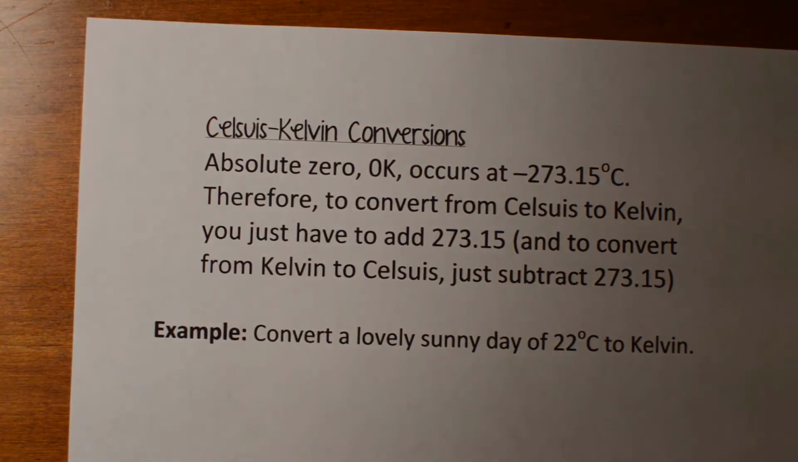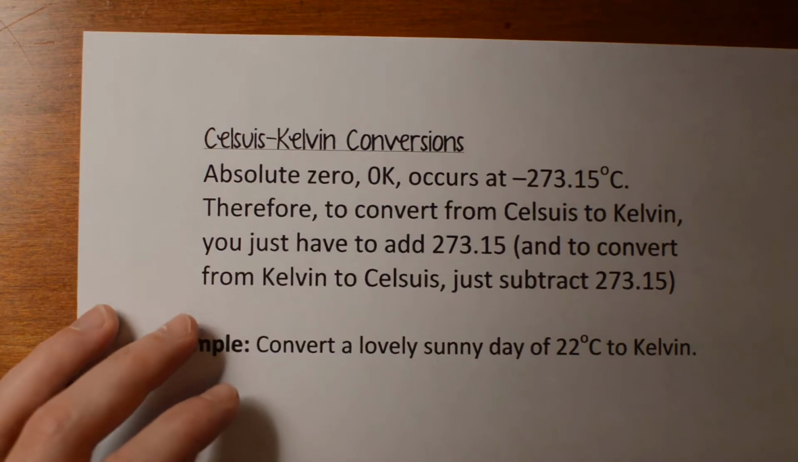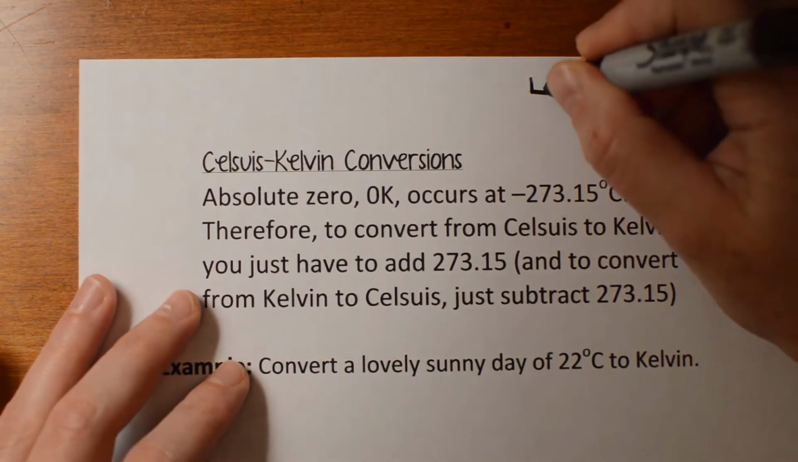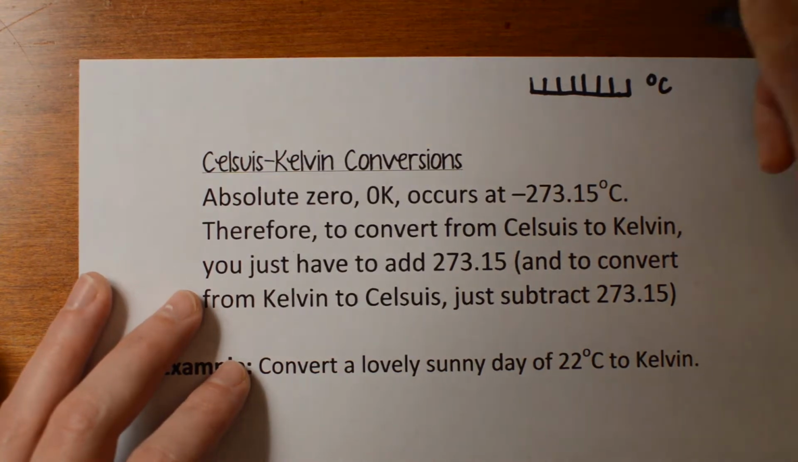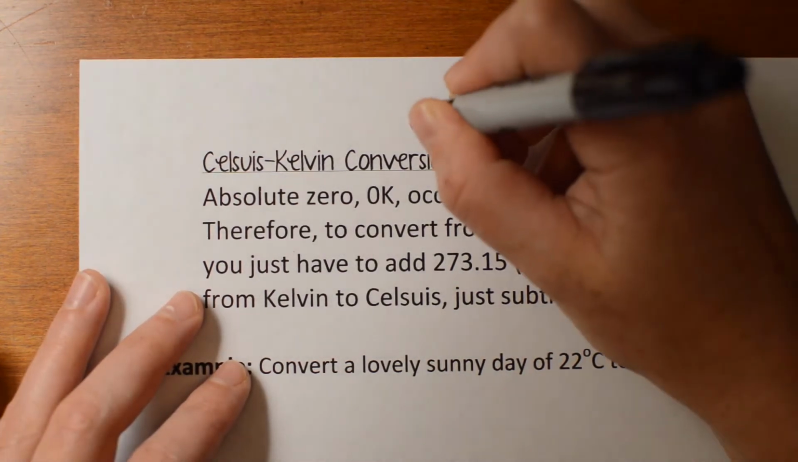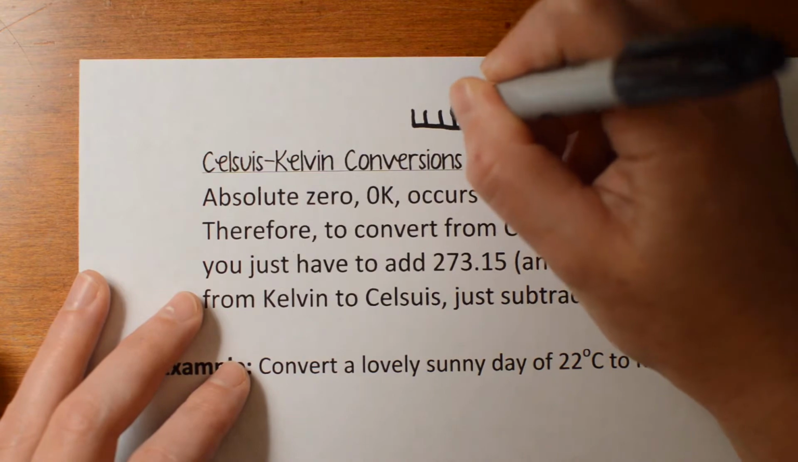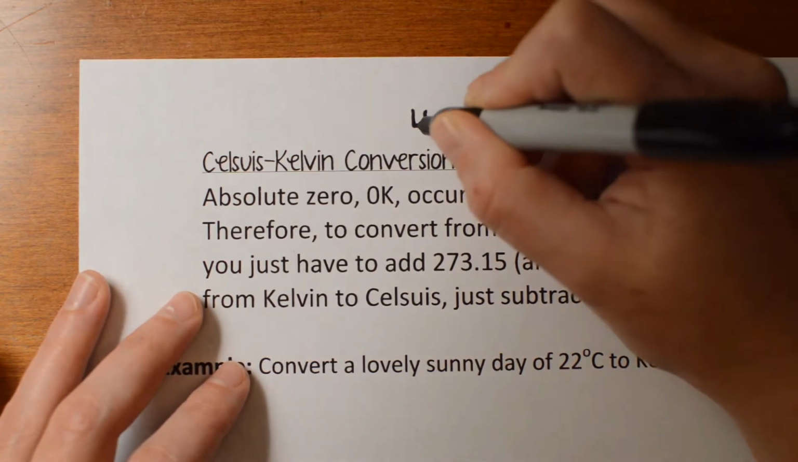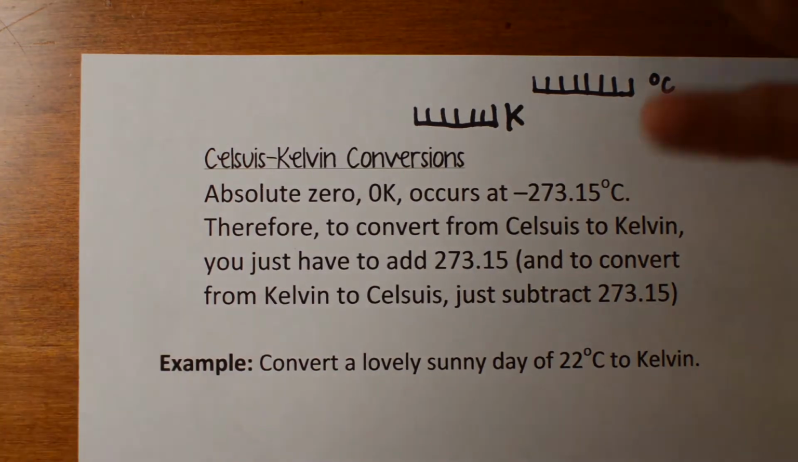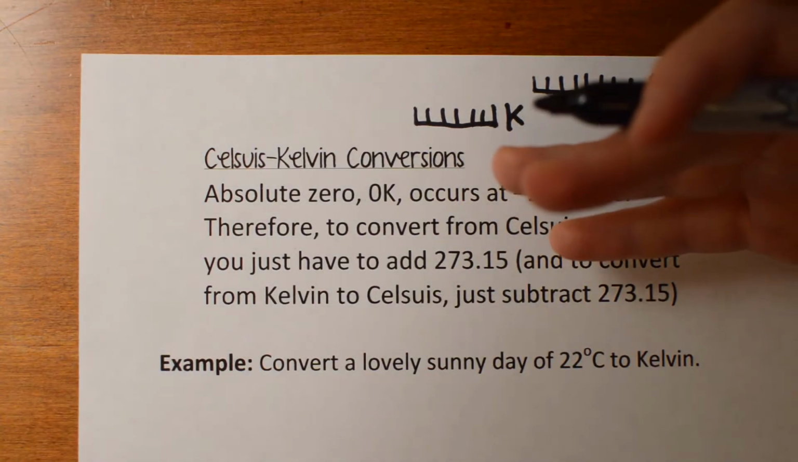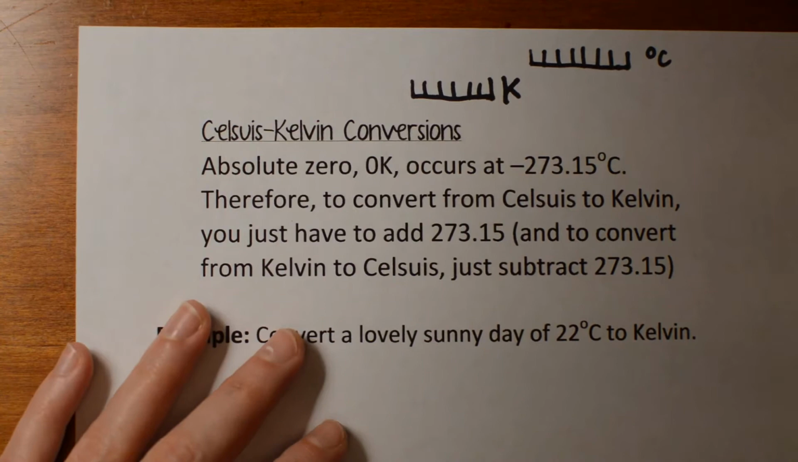So converting between Celsius and Kelvin is not too bad, and the reason why it's a fairly straightforward conversion is because the size of a degree Kelvin and the size of a degree Celsius is the same. So if these are sort of the size of your degrees Celsius, then your Kelvin scale is basically just shifted over, but the size of each degree is the same.